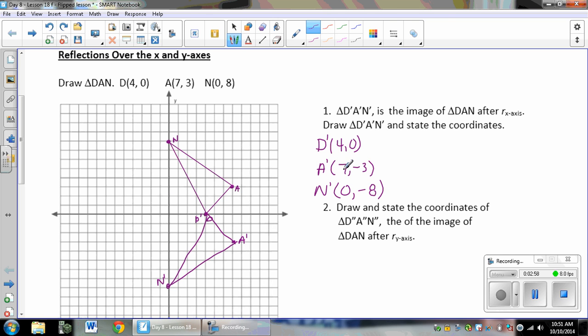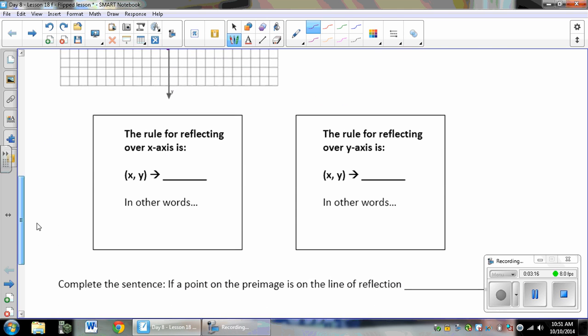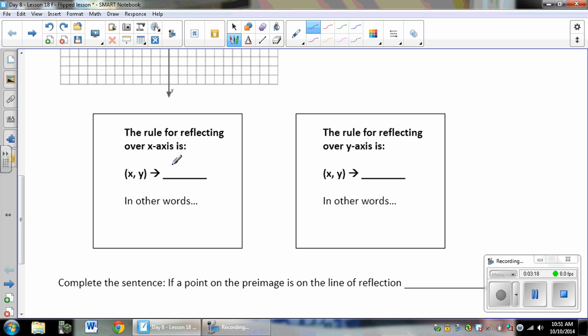So now let's see what happened here. D was 4, 0, it's still 4, 0. A 7, 3, now it's 7, negative 3. N 0, 8, 0, negative 8. What happened to the points? Well, the x-coordinate stayed the same and the y-coordinate got negated. So the rule for reflecting over the x-axis is that x stays the same, y becomes negated. In other words, keep x, negate y. And remember, negate means negate, not make negative. It means if it's positive, it becomes negative. If it's negative, it becomes positive. So keep x, negate y.